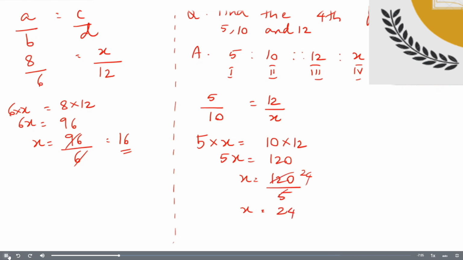X is equal to 24. This is the answer. Till now, I was teaching you examples of proportions with 4 numbers. A is to B, A ratio B, proportion C ratio D. There are 4 numbers in this: the first proportion, second proportion, third, and the fourth one.